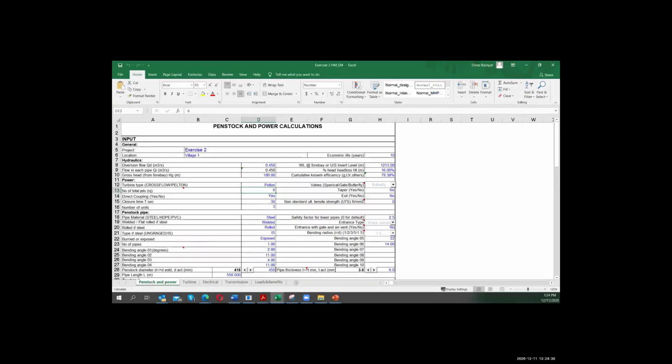So this is just to give you an example of how a penstock is designed and how the factor of safety of the penstock is calculated. So with that, I would like to stop for some questions. If you have any questions on the design of penstock, I will be very happy to answer.